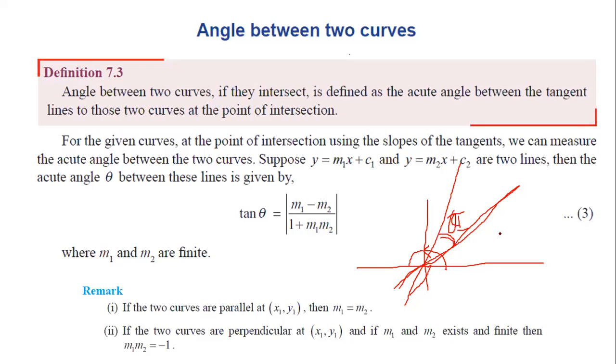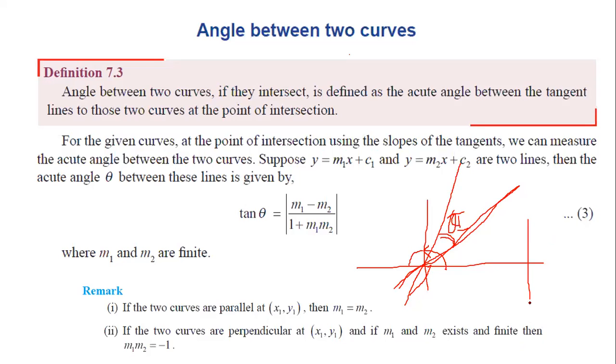Two curves may be given. It may be a parabolic curve or a straight line, whatever it may be. Then you have to find the intersection point of the two curves or two lines. For the given curves, the point of intersection using the slope, what is called the point of intersection here?